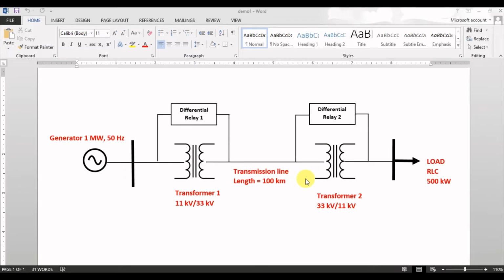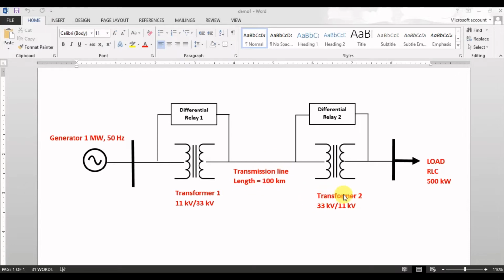So assume that we are having a generator that can generate a power of 1 megawatt at a frequency of 50 Hz. Then we have a step up transformer which is used to step up the voltage from 11 kV to 33 kV. After that we have a transmission line the length of which is 100 kilometer. So that's actually a medium transmission line.